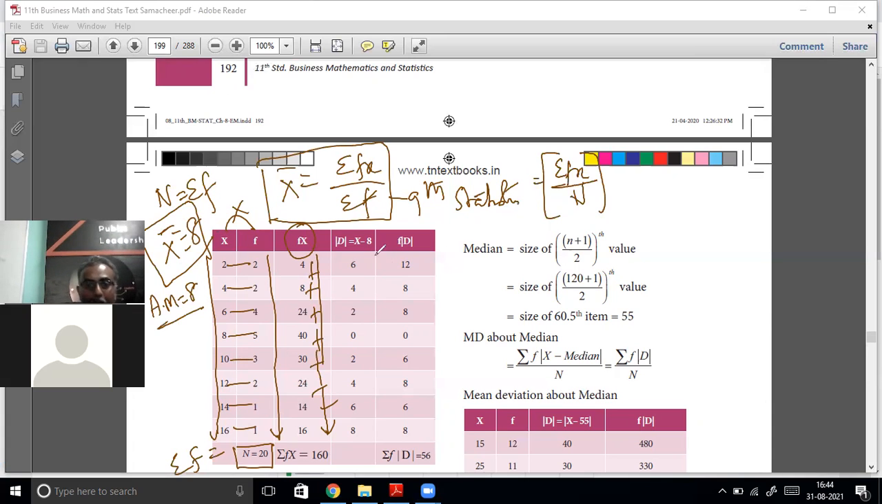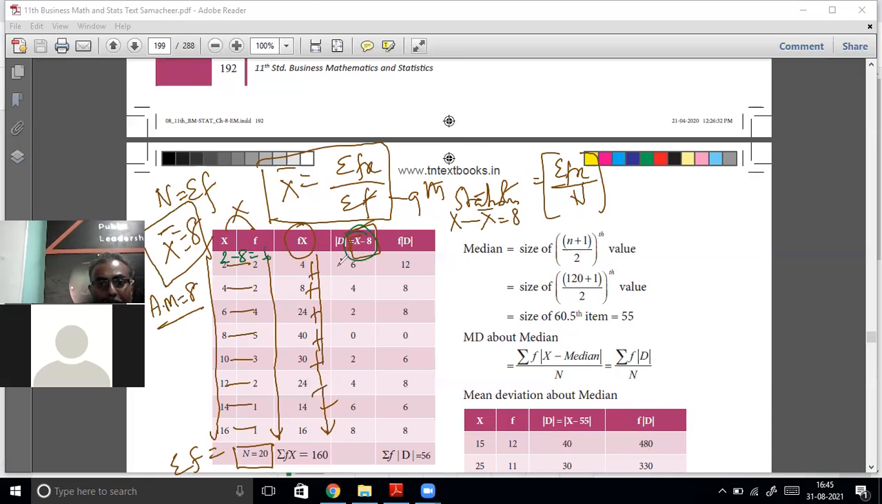Now what you have to do? You have to make a new column. This is for finding mean deviation. X bar is the mean. So x minus x bar, which is x minus 8. So x minus 8 you have to do. Okay, so x is 2. 2 minus 8 is 6.